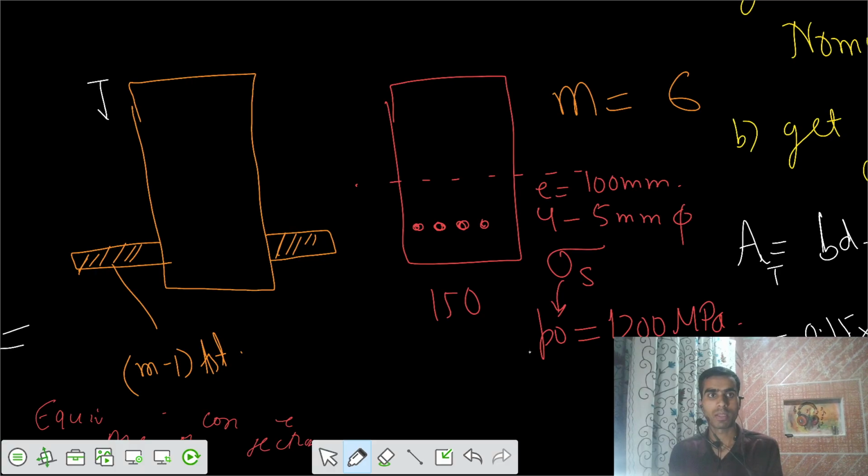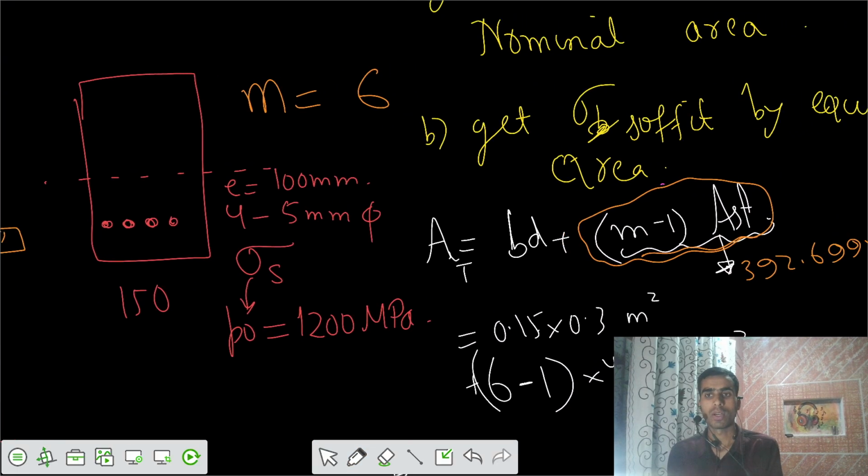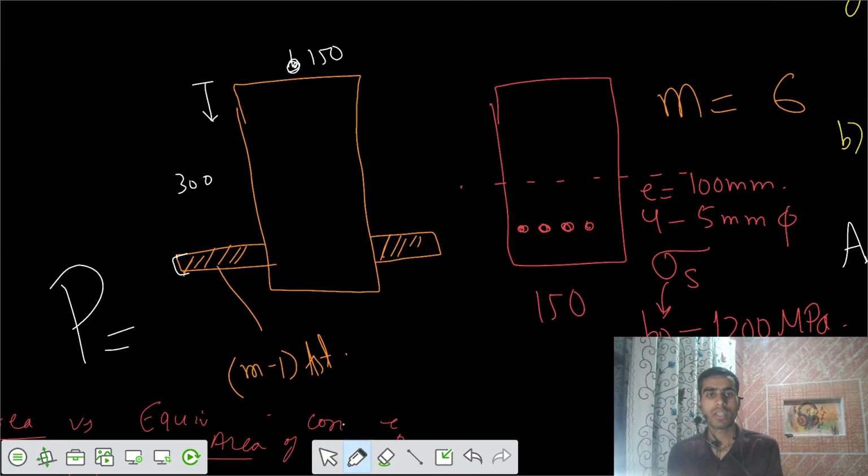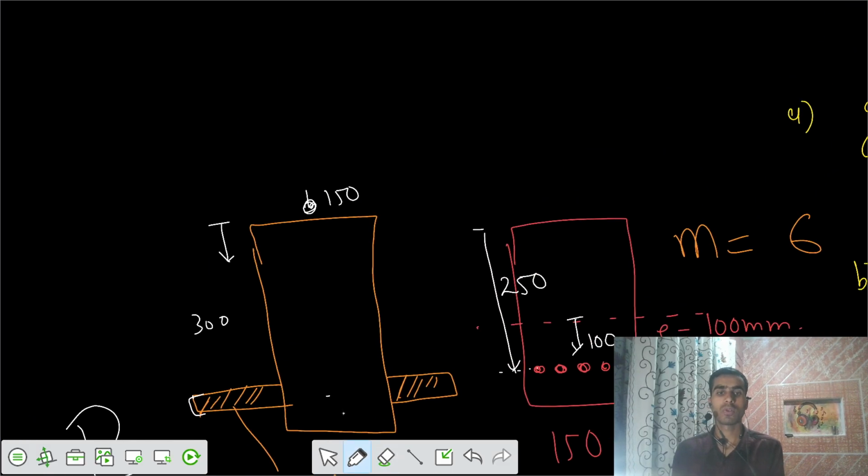Now if I calculate from the top, the dimensions were this was 150, this was 300, and this area is a total area we have calculated, 392.699 at this location. I know the location, it's acting somewhere here at an eccentricity of 100, so I can say this is acting from the top at 250. So let's calculate the centroid of the total area, x bar. Let's calculate the centroid, that is the neutral axis, for this section.